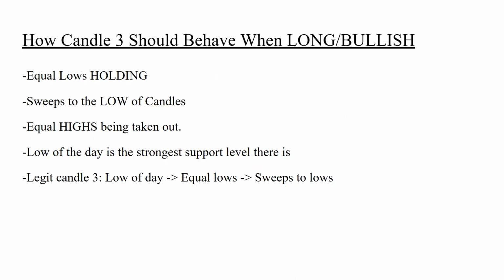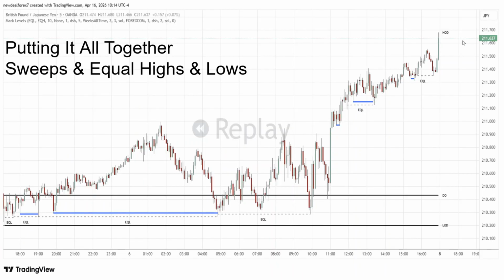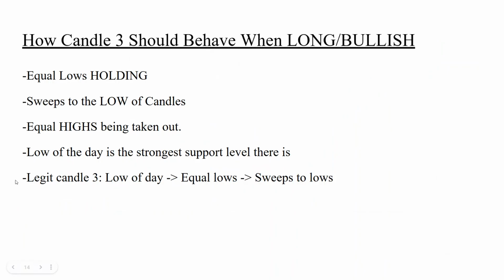So candle three, how should it behave when you're long? Okay, actually, I just showed you an example, but again, the equal lows, they should hold. You should see the sweeps to the low of the candles, equal highs. Like again, they're not located here, but say these equal highs right here, they should have got taken out. These relative equal highs right here got taken out. These relative equal highs right here got taken out. So things like that. All the highs that were established throughout the day, they should get utterly destroyed. Okay, but the lows stay. Low of the day is going to be the strongest support level there is.